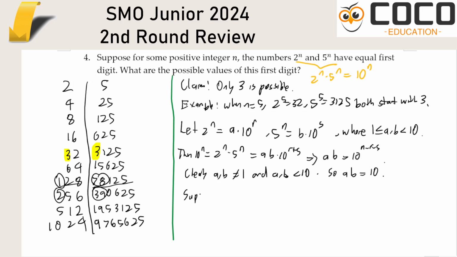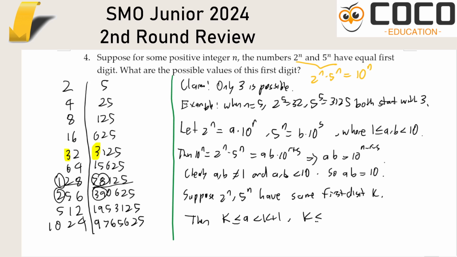So suppose that 2 to the n and 5 to the n have the same first digit, k. Then it would mean that your A and B are both between k and k plus 1.